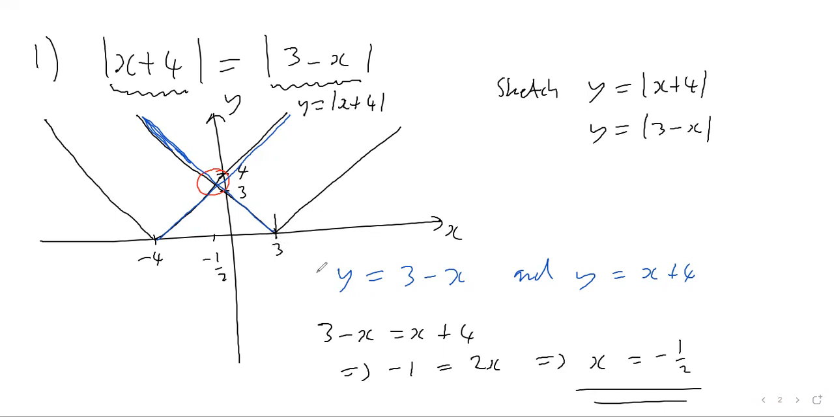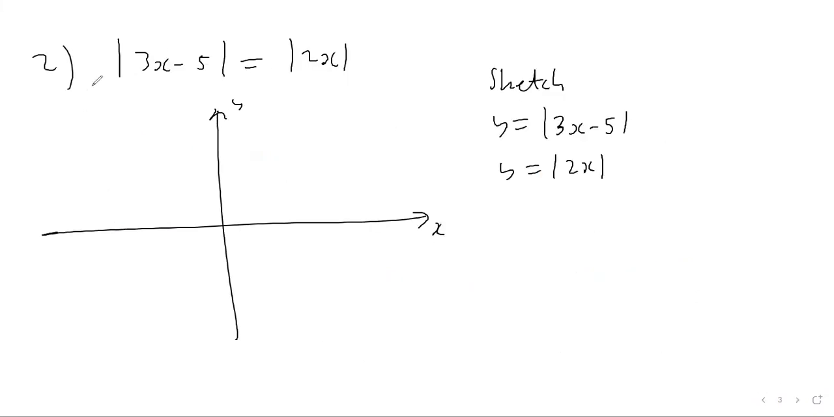So that's why we get these two graphs intersecting at this point there, and that's why we get that solution there. Okay, so that's the first example. Let's go to the next one.